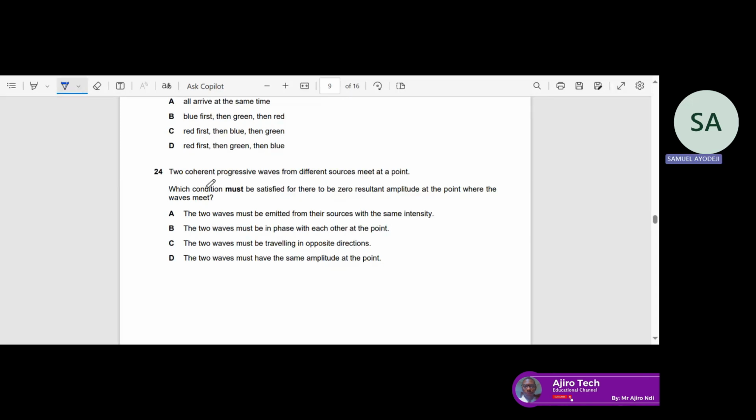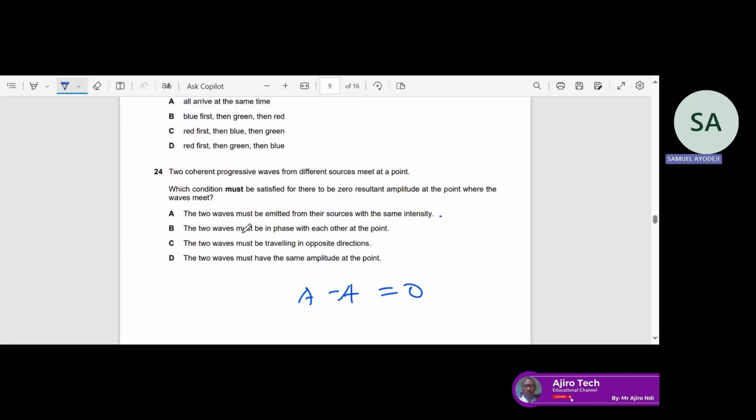Now, two waves from different sources meet at a point. Which condition must be satisfied for there to be zero resultant amplitude? That means they must be equal. They must have equal amplitude and they must be opposite for zero resultant, just like A minus A equals zero. So they must be equal in magnitude and opposite. Let's say the two waves must be emitted from the source with the same intensity. Same intensity means same amplitude.